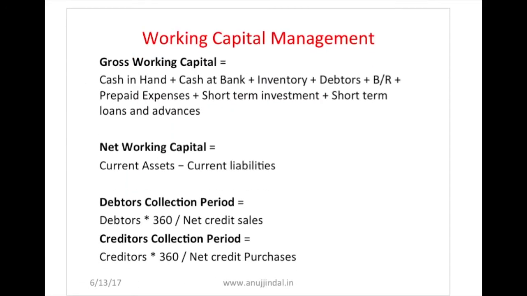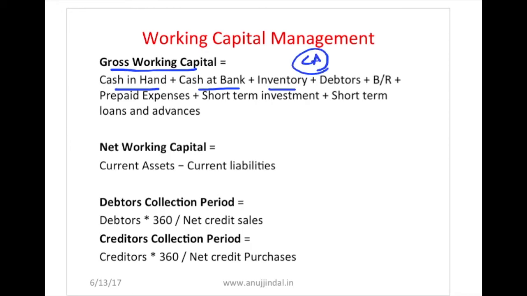So let's come to working capital management now. We have the following formulas for working capital management. Number one, gross working capital. Gross working capital is equal to cash in hand plus cash at bank plus inventory. So these are all current assets.